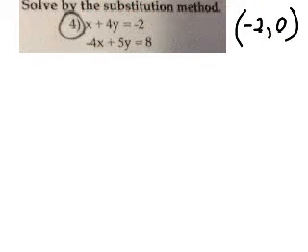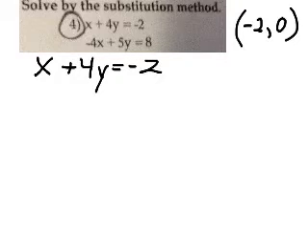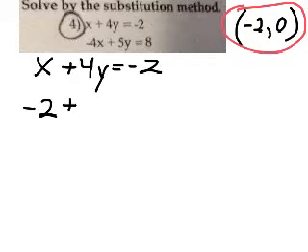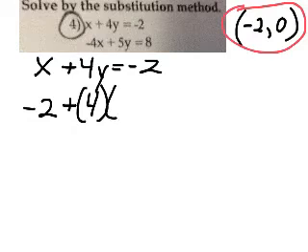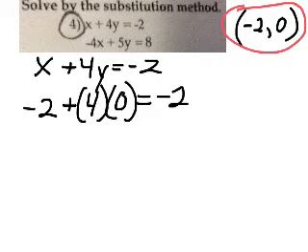Let's just check that again, because that was so messy. That's why I made a mistake. Okay, we've got x plus 4y equals negative 2. We're just going to test these points in that equation. So x is a negative 2. We have negative 2 plus 4 times y, which is 0, equals negative 2. 4 times 0 is 0, so we have negative 2 equals negative 2.